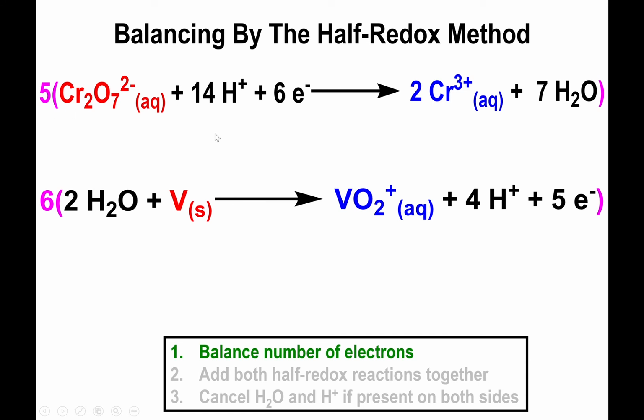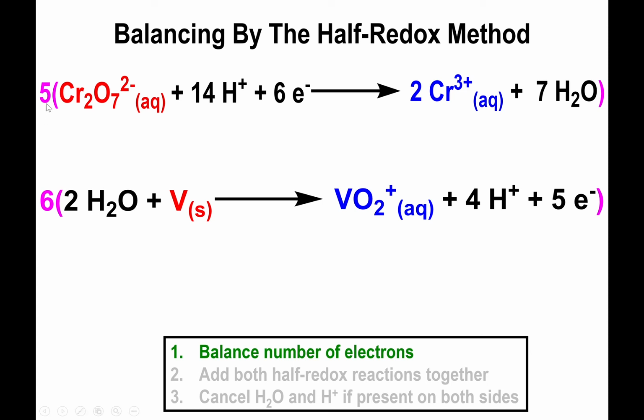We want to multiply the top equation by 5 to make the number of electrons the same. We want to multiply the equation on the bottom by 6 to make the electrons the same. By the way, when it comes down to this particular step, you still have to go with the lowest ratio. So if it was possible that the 5 and the 6 could have been reduced to lower numbers because they share a lower common denominator, then you have to go with the lowest ratios.